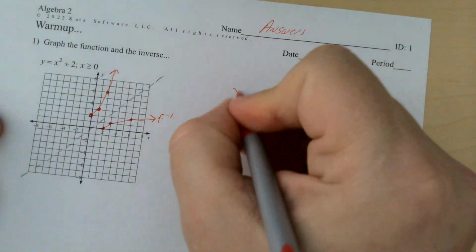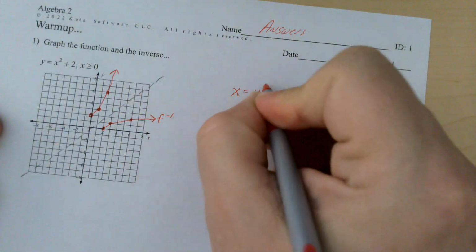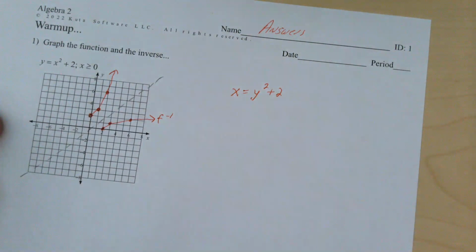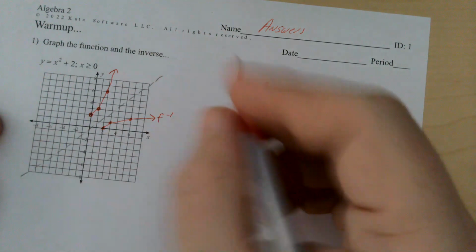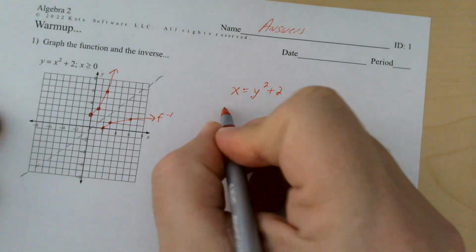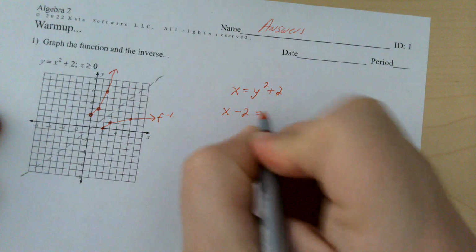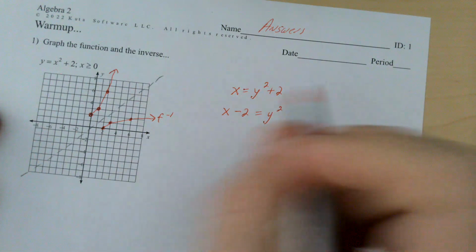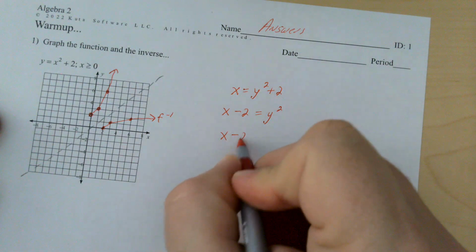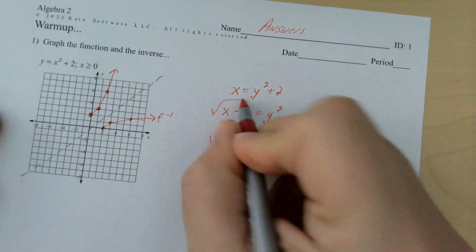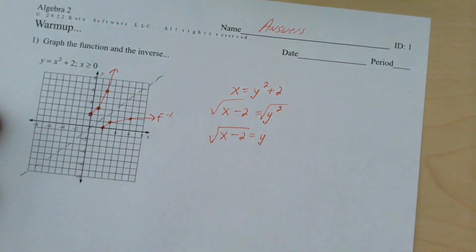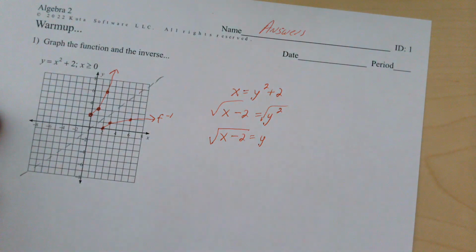So the rule to find the inverse, I switch the roles of x and y. Okay, so I have x equals y squared plus 2, and now I'm going to solve for y. It's going to take me 2 steps. It's going to have me subtract a 2 and take the square root. So now I'm taking the square root of both sides, I'm left with the square root of x minus 2.